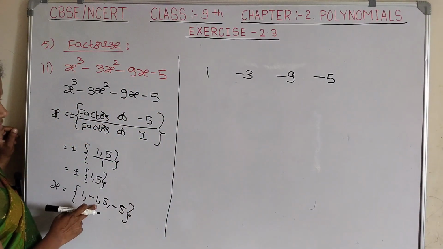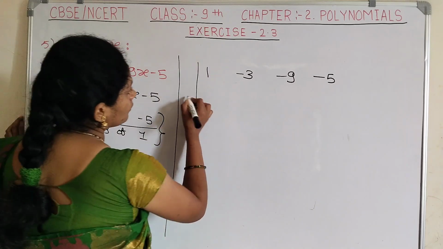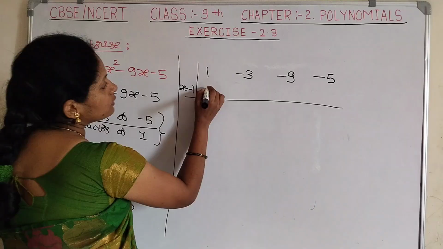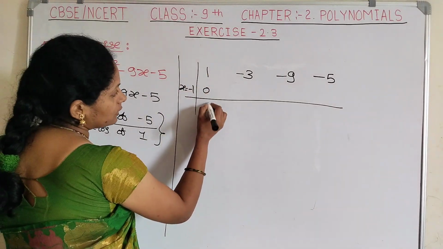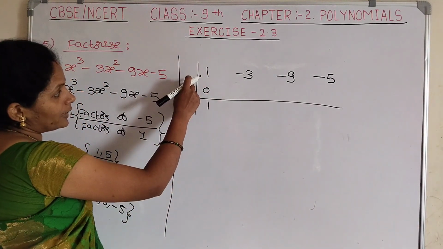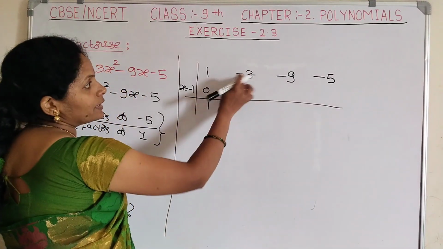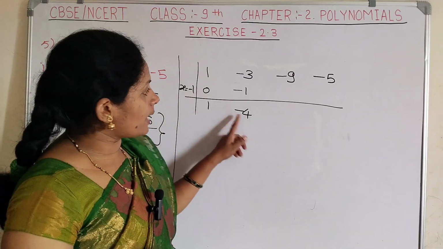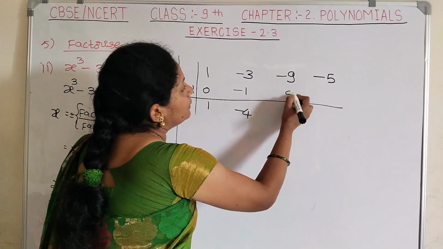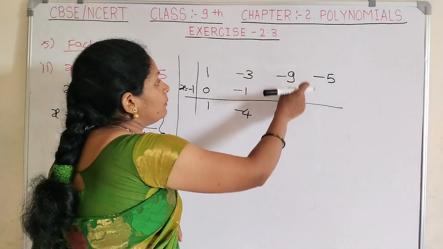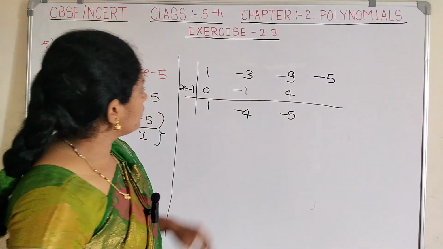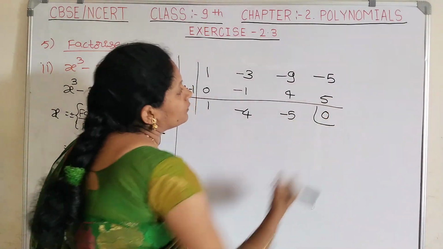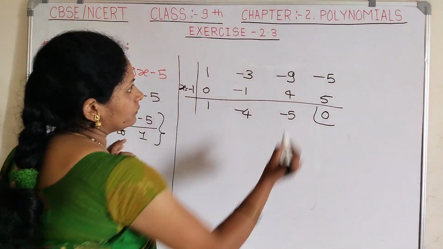Let us try with x is equal to minus 1. Write down 0 here. 0 plus 1 is 1. 1 into minus 1, minus 1. Minus 3 minus 1, minus 4. Minus 1 into minus 4 is plus 4. Minus 9 plus 4 gives us minus 5. Minus 5 into minus 1 gives us 5. Here we get the 0.